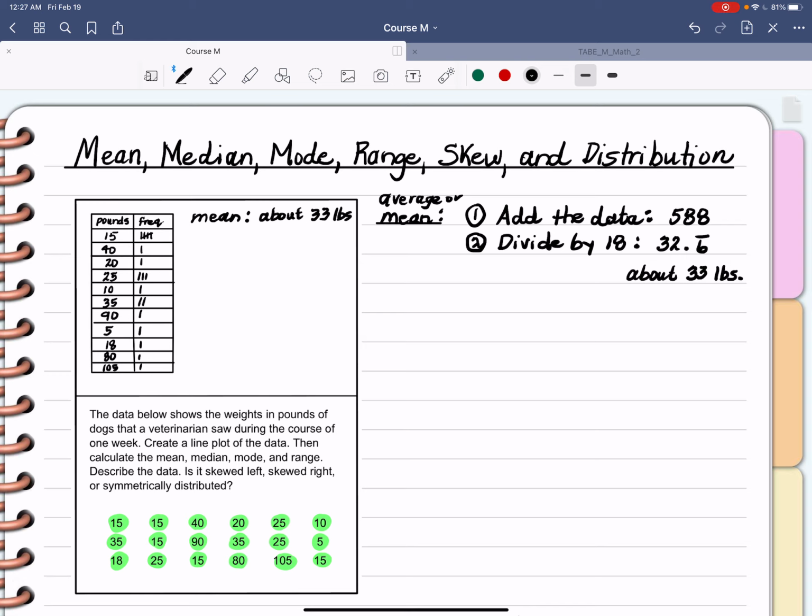Okay, to get the median, I'm going to show you 2 ways to get a median. The first is the classic way. You put the values in order.